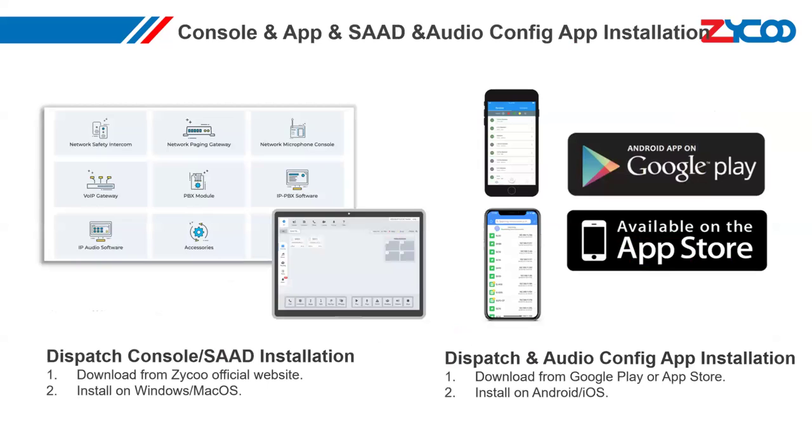And for some softwares like Dispatch Console, Dispatch App, and ZCAE tool audio config app, the two client softwares, Dispatch Console and ZCAE tool, you can download from ZYCOO's official website. These two products are available on Windows and Mac OS. And for the apps, you can download them from Google Play or the Apple Store. They are available on both Android and iOS.